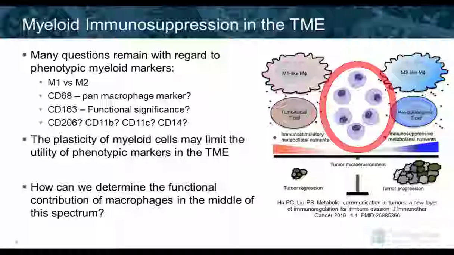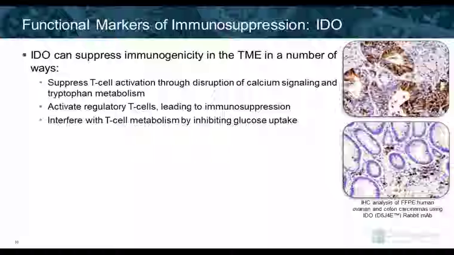So you can see here on the right, I'm just showing the M1-like macrophages on the left versus the M2 macrophages on the right. And using IHC to determine the functional significance of these macrophages that sit somewhere in the middle of this spectrum has been difficult for researchers and continues to be. But one way we can try to understand that is to look at functional markers of myeloid immunosuppression, such as IDO and arginase.